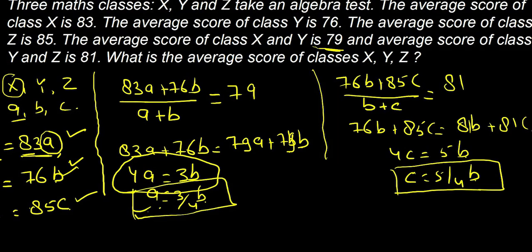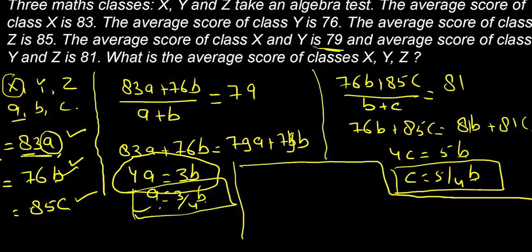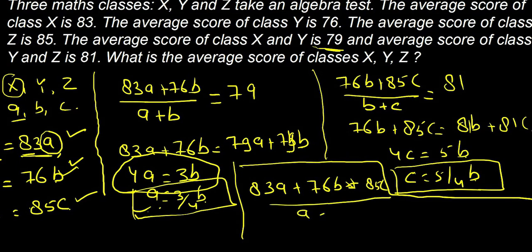Now what is the average of class x, y and z? So what should be the average of x, y and z? So this should be what? Weight of x plus weight of y plus weight of z divided by number of people in class x, y and z. So let's start. 83 times of a plus 76 times of b plus 85 times of c divided by a plus b plus c.